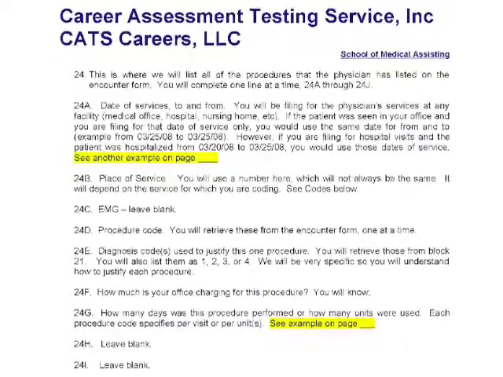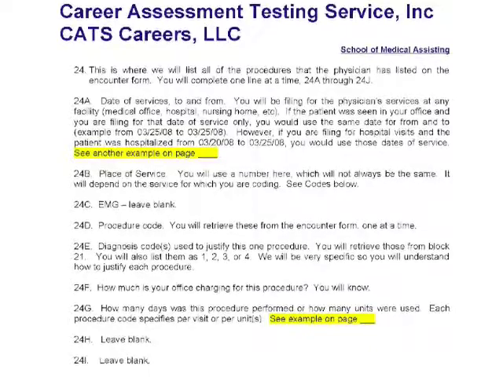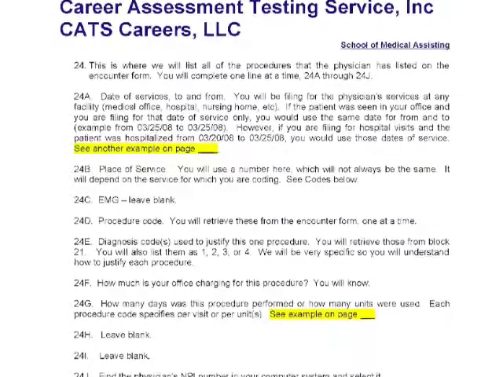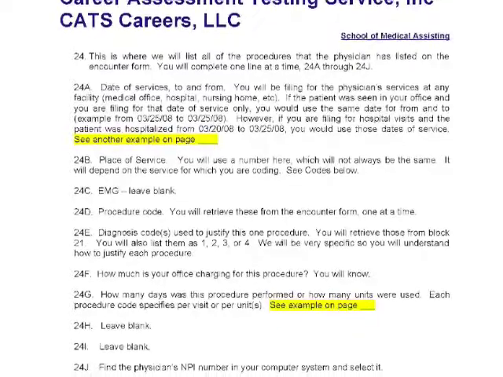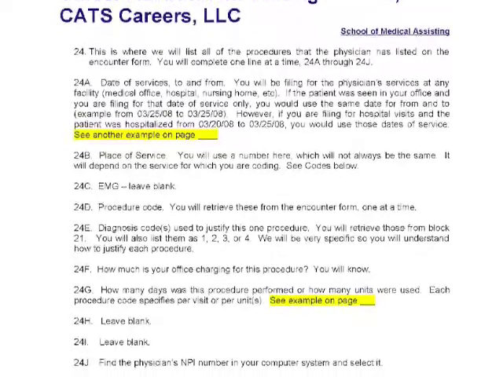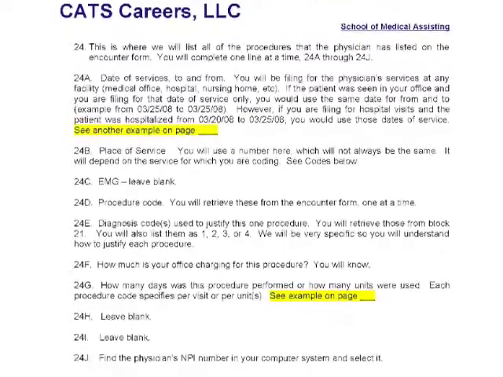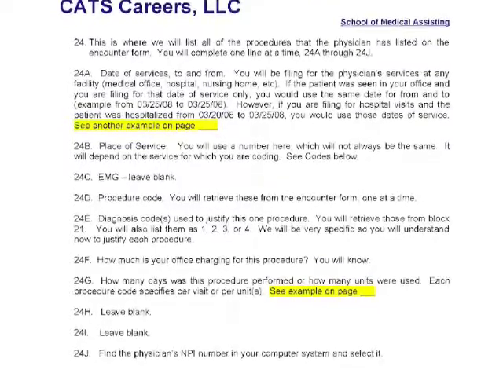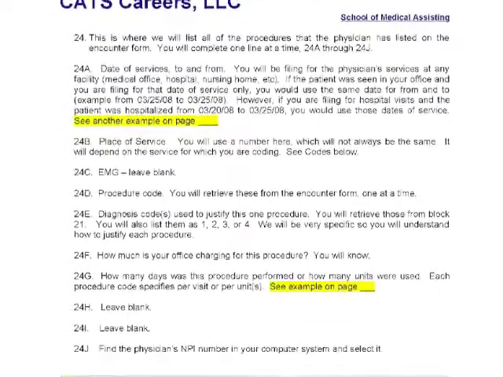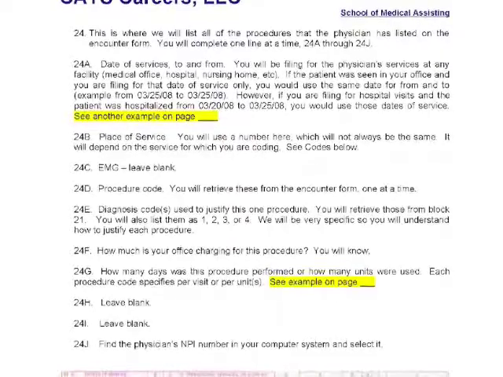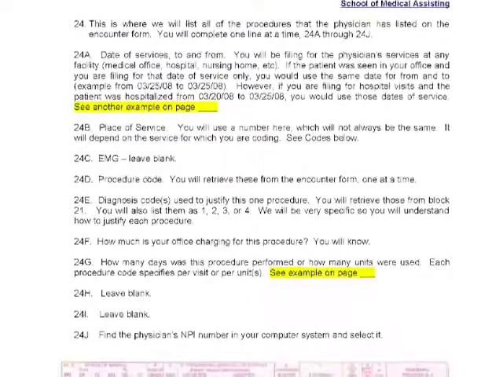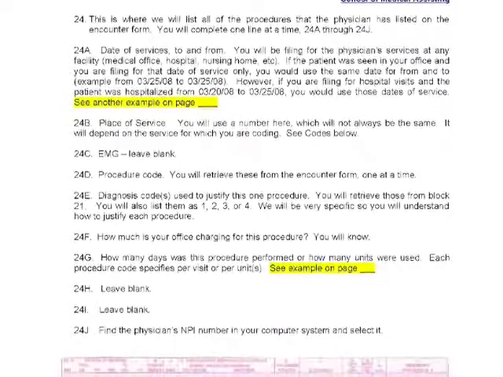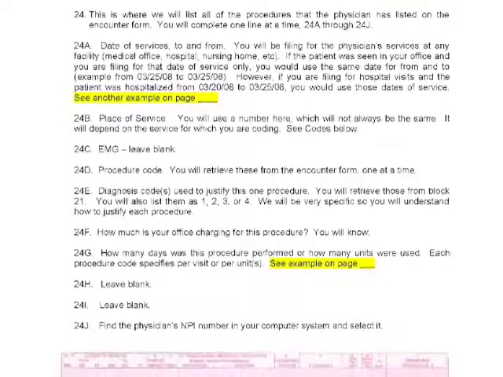24C, leave it blank. 24D, procedure code. You will retrieve these from the encounter form one at a time. Most times you start with the office visit first. Still going straight across. 24E, diagnosis code, used to justify this one procedure. You will retrieve those from block 21. You see the arrow, block 21. You will also list them as 1, 2, 3, 4.